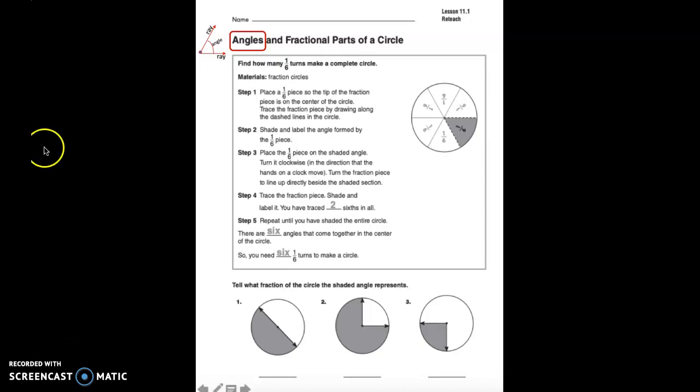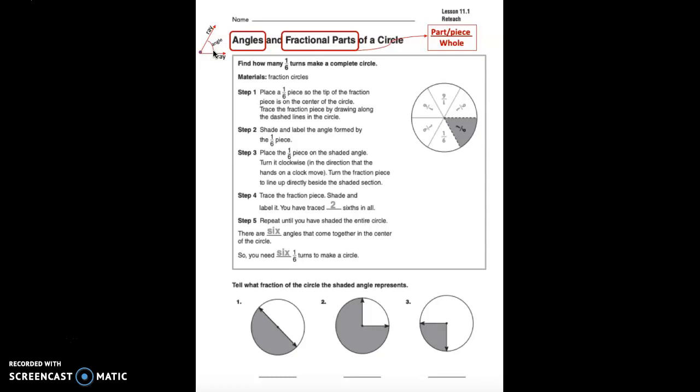What is an angle? Let's take a look at the word angles. An angle is made up of two rays, as you see right here, and the middle part is an angle. And let's review what fractional parts are. When we think of a fraction, we think of a part or a piece of a whole.